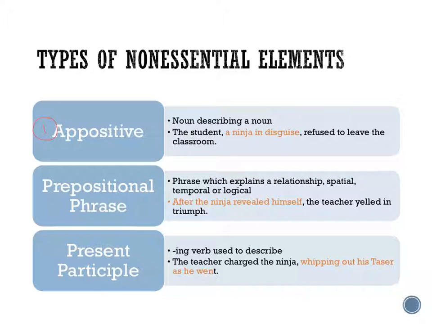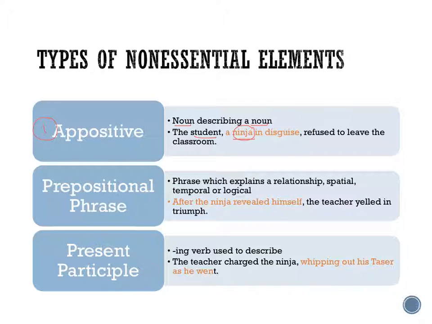And an appositive is a noun describing a noun. And a noun, of course, is a person, place, or thing. Okay. We've seen an example of this already when we had the teacher example, but here's another one. The student, a ninja in disguise, refused to leave the classroom. And notice we can add on to that second noun.